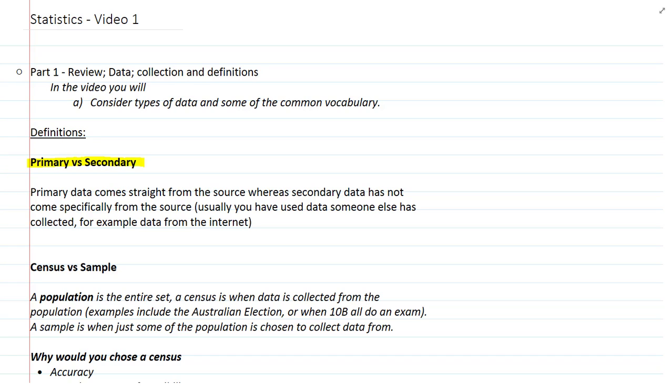In this video we're going to be reviewing some of the old data definitions that you will have covered in previous years. In this video you'll consider types of data and some of that common vocabulary. So we're going to start off with some pairs of definitions, starting with primary and secondary data.